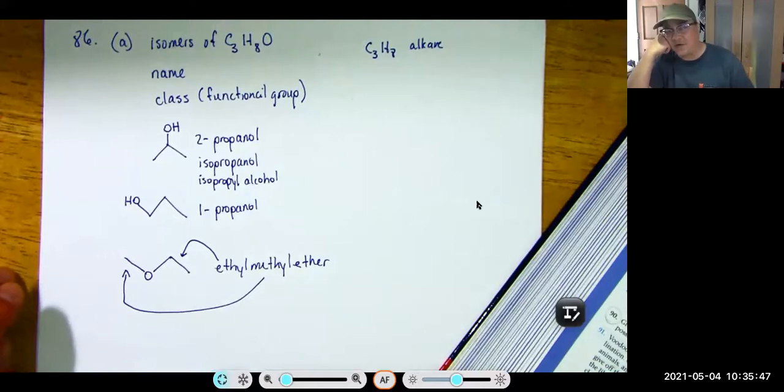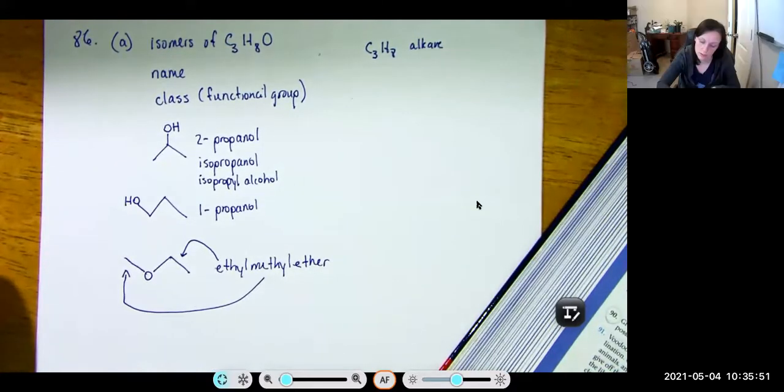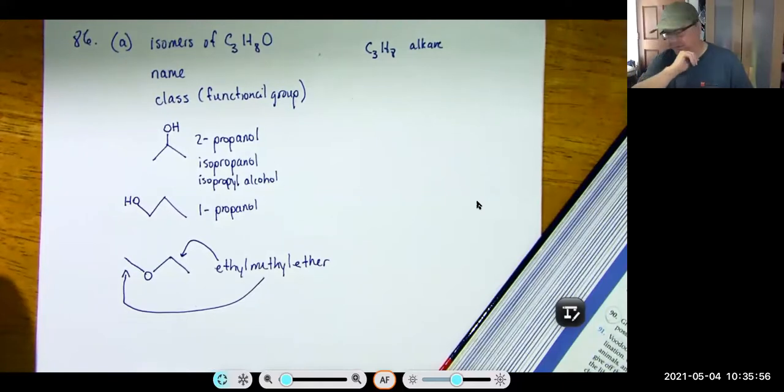Why does ethyl go first? Is it because it's a longer piece? No, because it's alphabetical order. Okay.